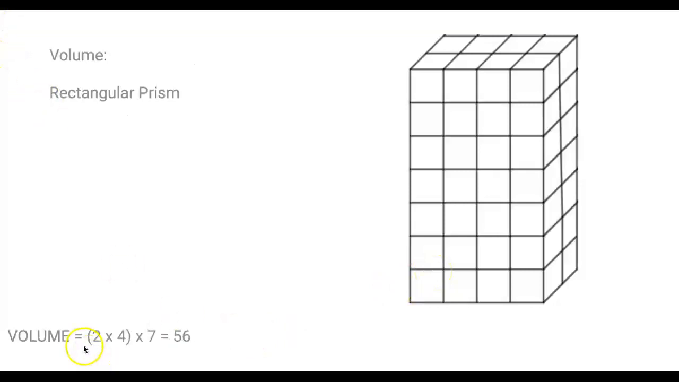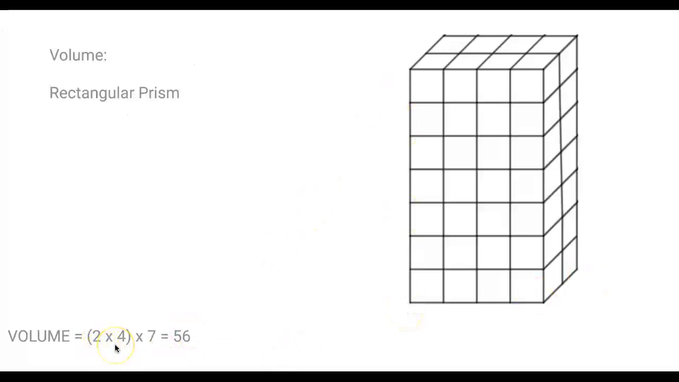The expression 2 multiplied by 4 in parentheses multiplied by 7 is the expression we can use to find the volume of this rectangular prism. The area of the base is represented by the 2 and the 4, which describe the area 8 here in this layer, which, again, is the same as this base layer here. The 7 represents the height of this rectangular prism.